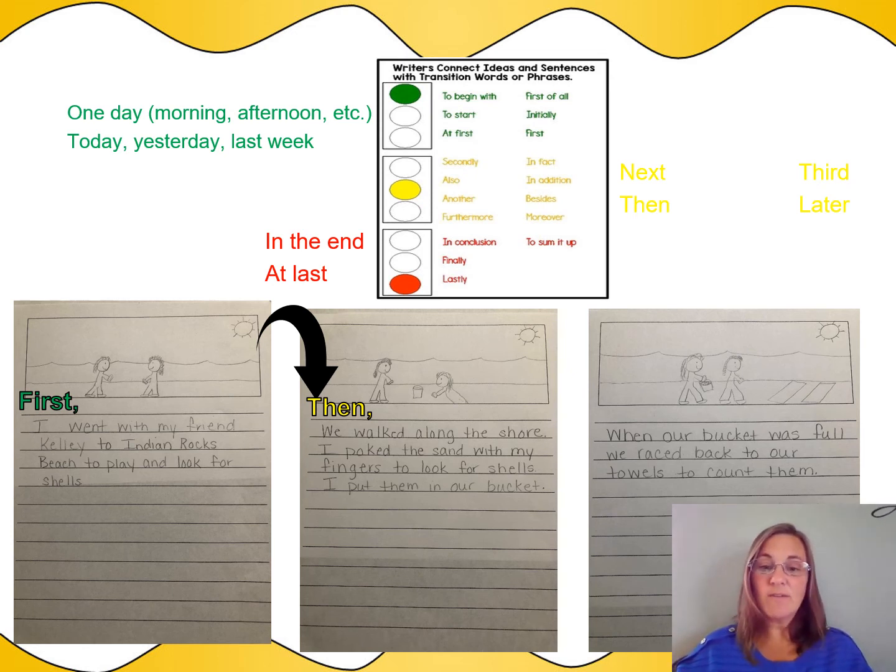I poked the sand with my fingers to look for shells. I put them in our bucket. Time for me to move to the ending. I need to choose a temporal word that's red that shows that I'm wrapping up my story and finishing it up. I think I'm going to choose finally, because this is the last thing we did. Finally, comma, when our bucket was full, we raced back to our towels to count them. I really think that made my writing sound much more smooth. First, then, finally. Now my readers know the order that everything happened in.